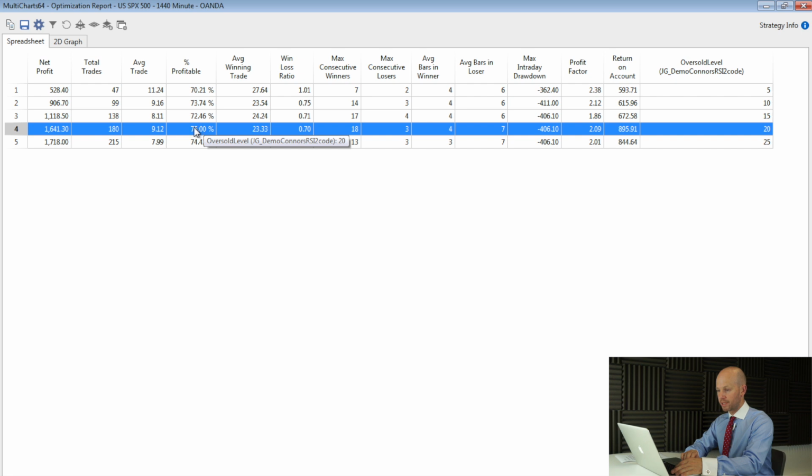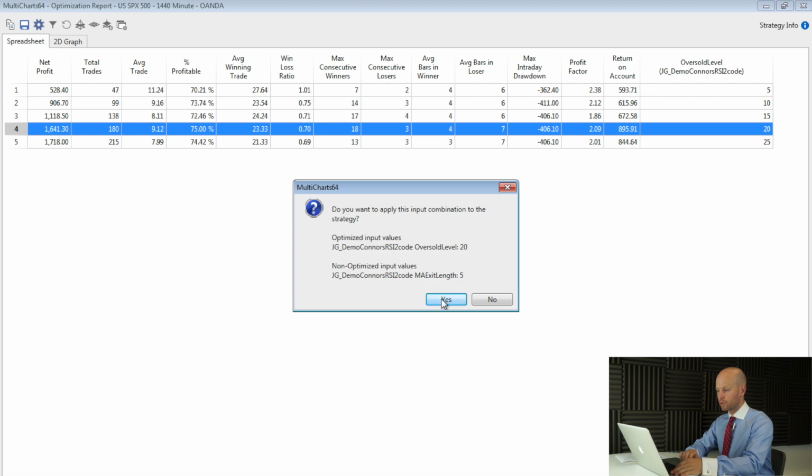The percent profitable is actually better than using 5. The max intraday drawdown is slightly higher, but we are making pretty much 3 times the overall profit. We're taking over 3 times the amount of trades. We're taking 180 trades rather than 47 trades. So we can actually select this and check to see how it works.